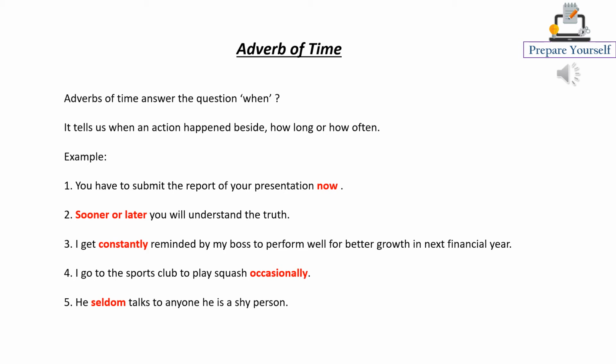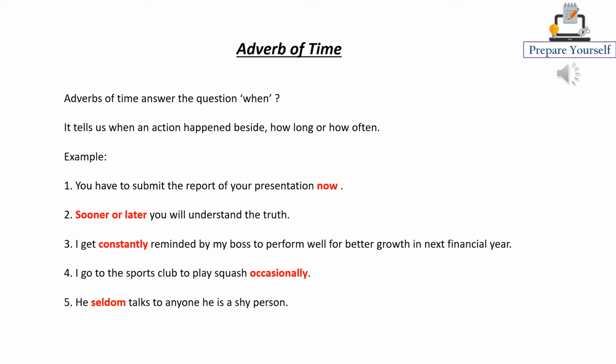Adverb of time. An adverb of time answers the question when. It tells us when an action happened, besides how long or how often the action happened. Let's have a look at the examples. Number 1. You have to submit the report of your presentation now. When should the report be submitted? Now.